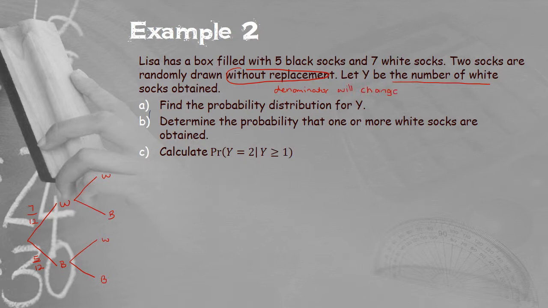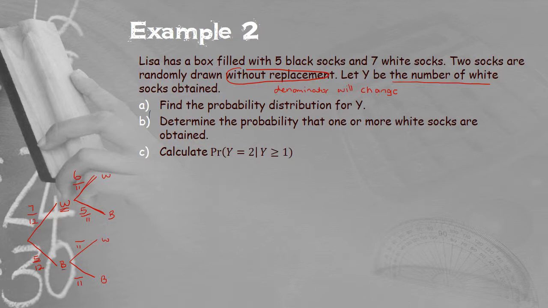So we've already taken one sock out. That means there are now 11 left in the box. So our denominator in each case will be 11. Let's consider the first option here. If a white sock was drawn to start with, then that means I will now only have 6 white socks left. If a white sock was drawn to start with, that means I still have 5 black socks. Notice that the two probabilities on these two branches should still equal 1.